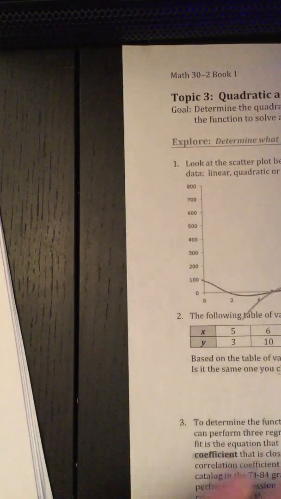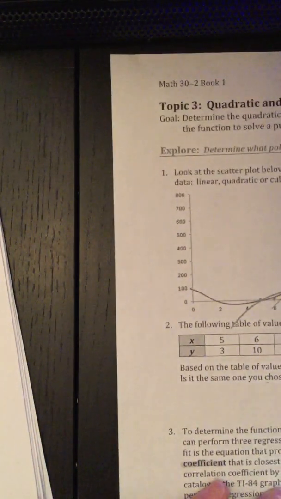Okay. So we use that R value to help us sort out which function to use. Okay. So that's page 43. And then we're going to talk about the next page. Okay?